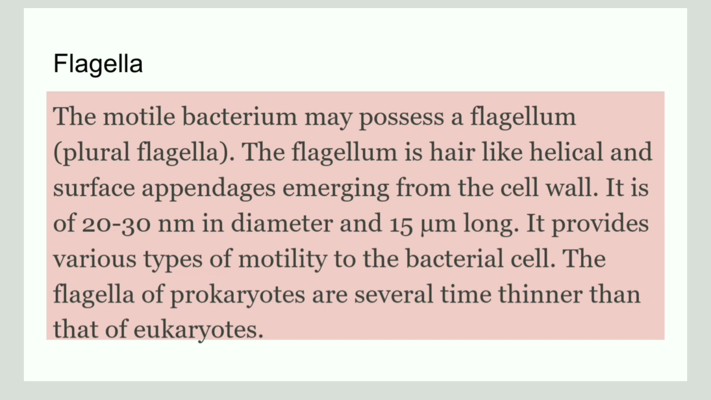It is not the only locomotory organ present in a bacteria, but it is one of the bacterial locomotory organs. So this flagella is a very thin hair-like structure, and it emerges from the cell wall. The length is usually 15 micrometer, and the diameter is 20 to 30 micrometer. Flagella is present both in eukaryotes and prokaryotes, but the flagella in prokaryotes is much thinner than that of eukaryotes.